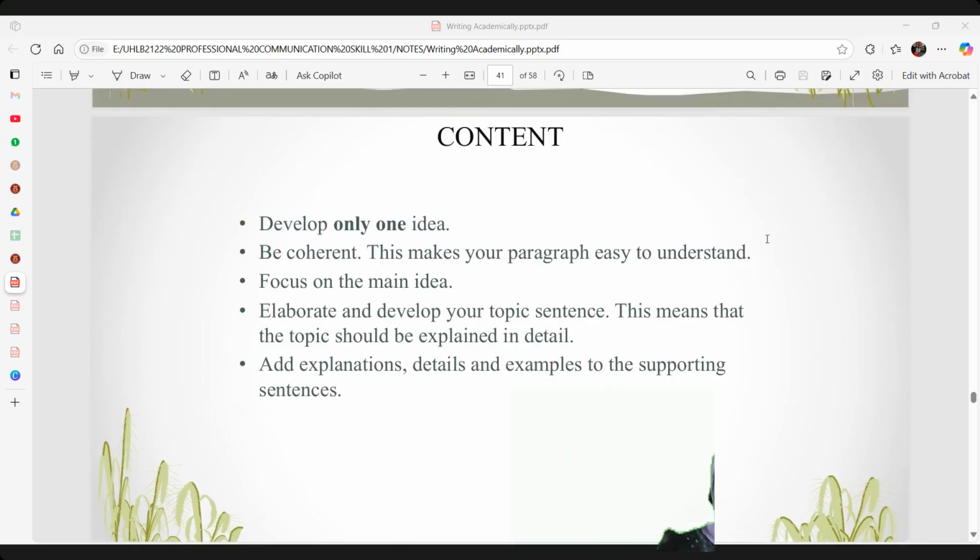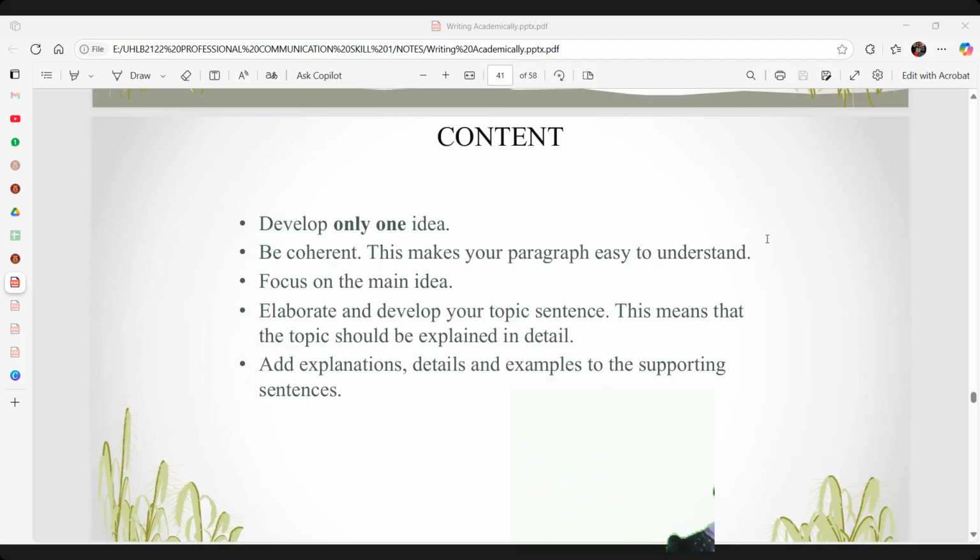What does it mean by content? Content means you develop only one idea. The entire essay or the entire report will talk about problems of Gen Z at the workplace. You cannot swerve into another idea. And then you have to be coherent. You have to make your paragraph easy to understand. You have to focus on the main idea.